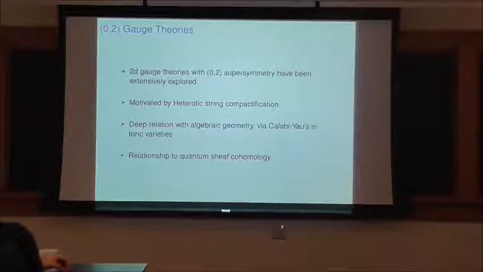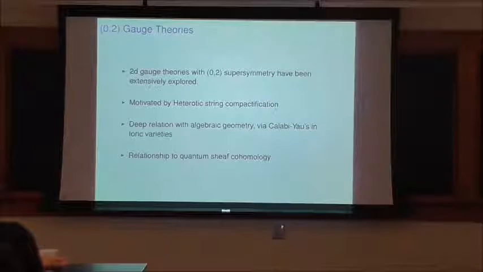So let me start with an introduction to 0,2 gauge theories. The starting point of research on 0,2 gauge theories in 2 dimensions was in the 80s because of heterotic compactification. People argued back then that if you want N=1 supersymmetry in your target space physics, then you need at least 0,2 supersymmetry on your worldsheet. And since then, people have studied 0,2 supersymmetry extensively.